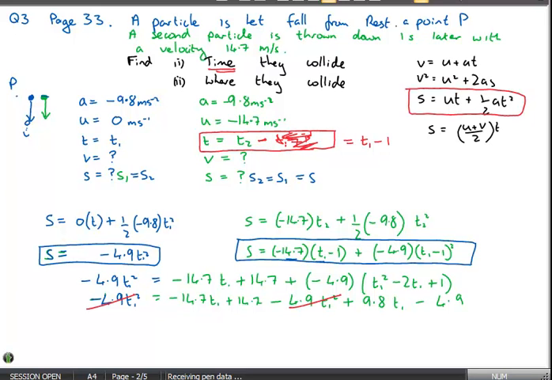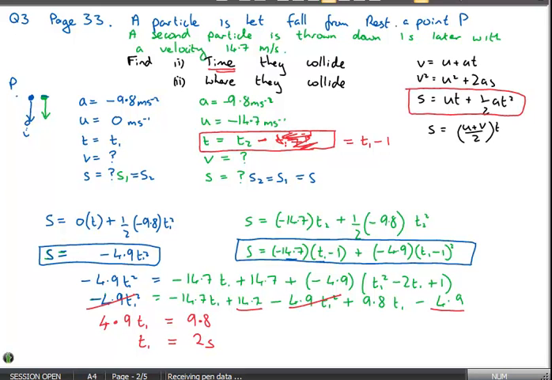So if I bring all the t1s over to one side, minus 14.7 t1 plus 9.8 t1, that gives us minus 4.9 t1. Let me bring it over, it'll be minus on that side. And 14.7 minus 4.9 will be equal to 9.8. So divide both sides by 4.9, you get t1 will be equal to 2 seconds from when it's dropped.